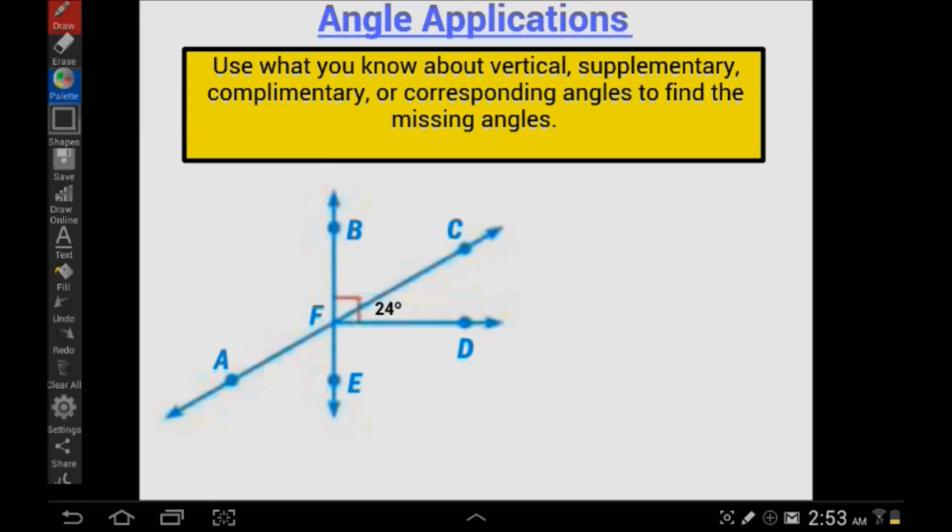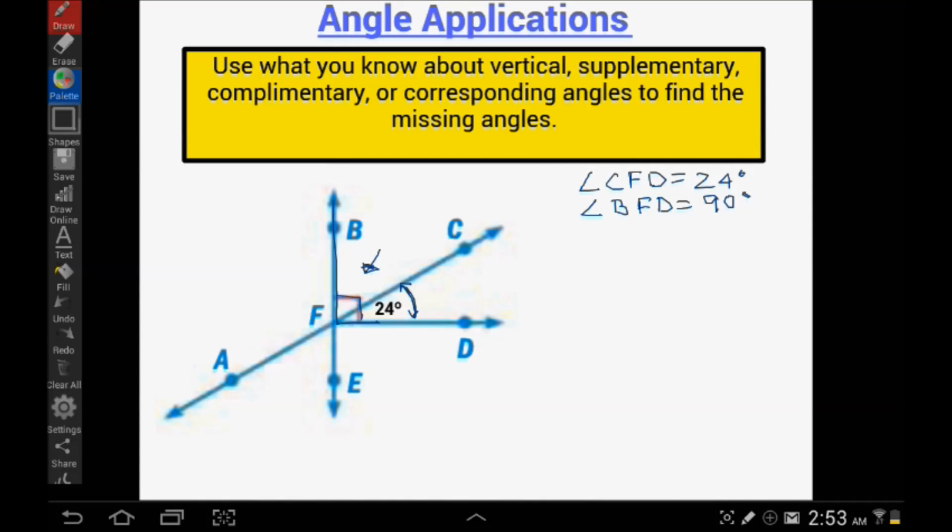Okay, in this example, what we want to basically do is figure out all the missing angles. We want to find out all the angles that are not given. And in this problem, all we're given is that this angle right here is 24, and a little bit indirectly, we know that this angle right here is 90 degrees. So I'm going to write down what we know so far. We know that angle CFD equals 24 degrees, and we also know that angle BFD equals 90.